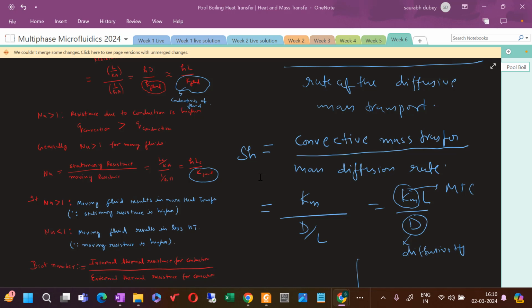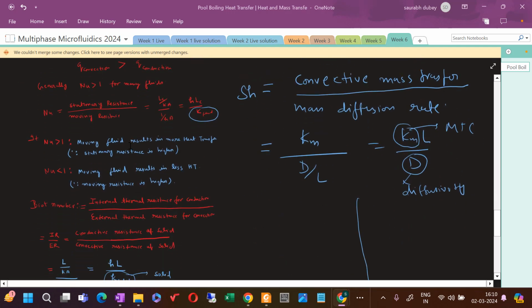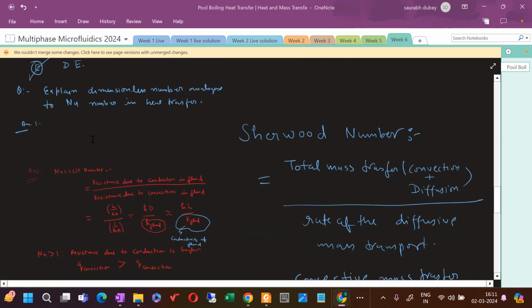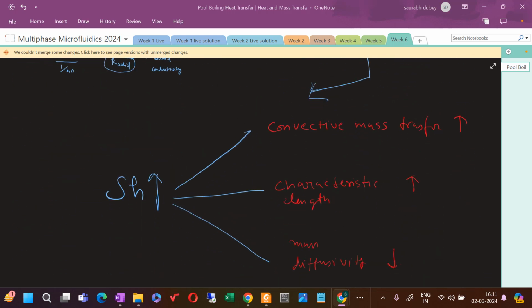Now, Nusselt number is the stationary resistance to the moving resistance, in another way we see, and that is hL by K. If Nusselt number is more, it means the moving fluid results in more heat transfer because the stationary resistance is higher, or vice versa in the other case. Similarly, similar to the Nusselt number, there is the Biot number in the heat transfer. So that definition is there. So that's it for this question.